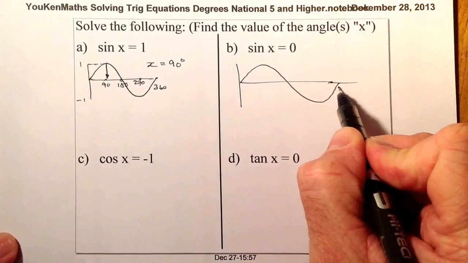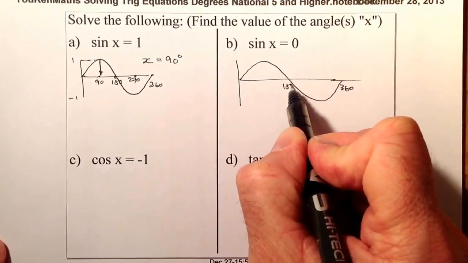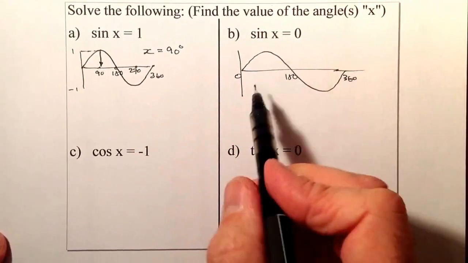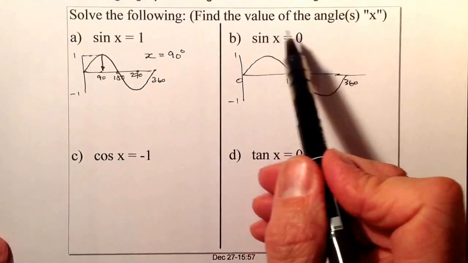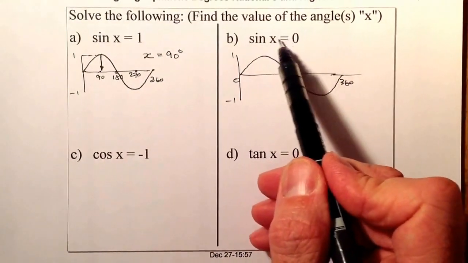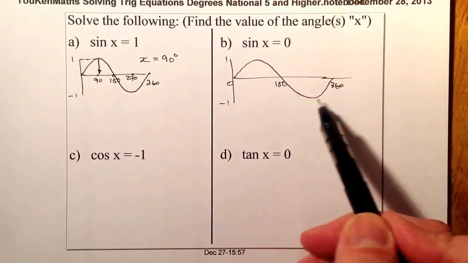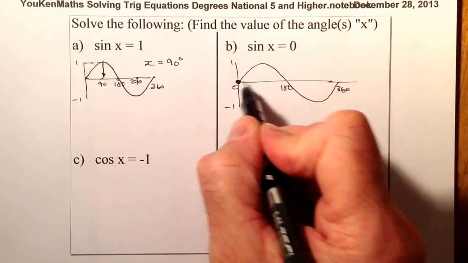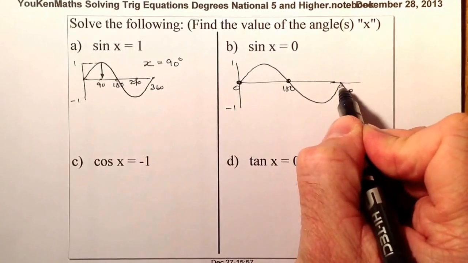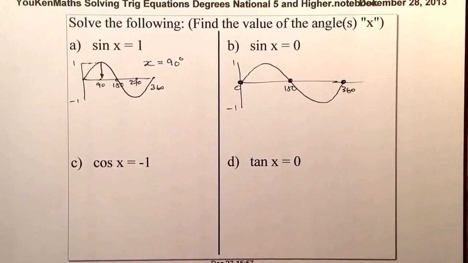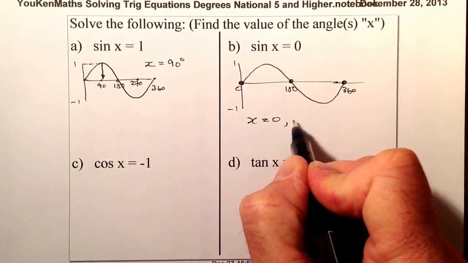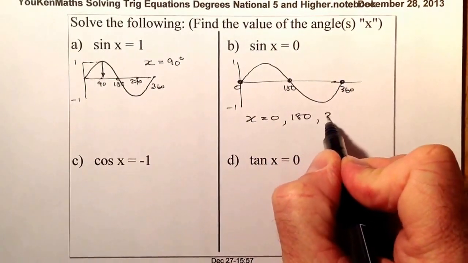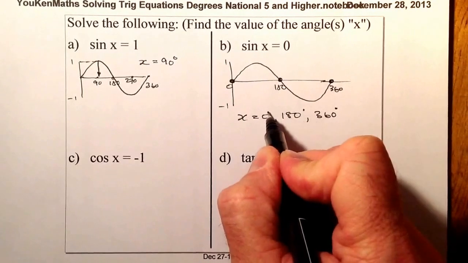So we know that the sine graph finishes at 360, goes through 180 and 0, goes up to 1 and goes to -1. So where would the angle be equal to 0 on this graph? I can see I've got 1 point here, 1 point here, and 1 point here. So I've really got 3 answers to this question. So I've got x is equal to 0, 180 and 360 degrees.